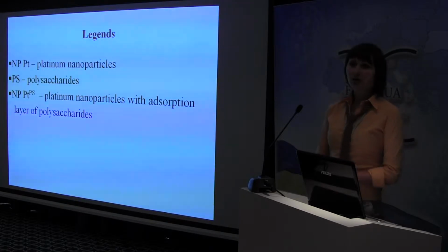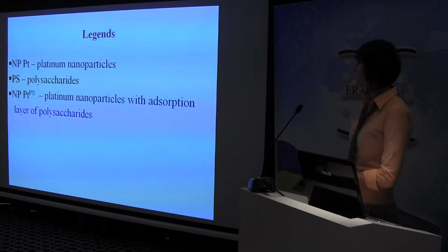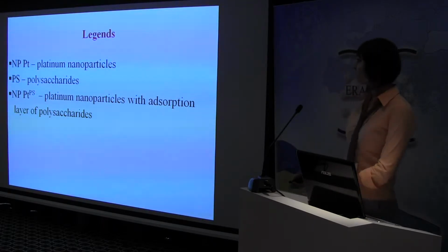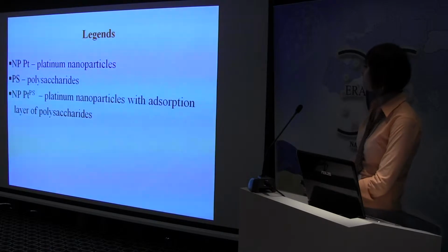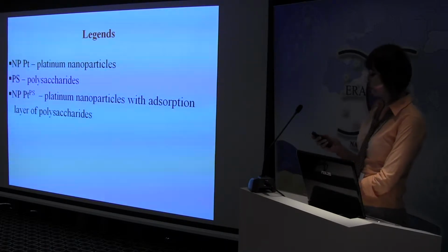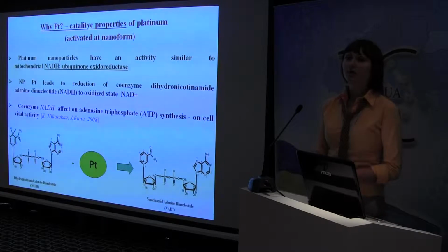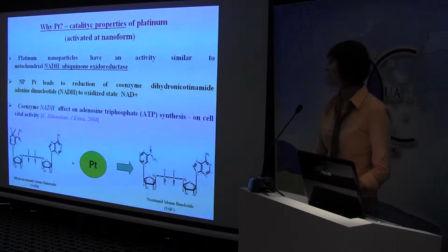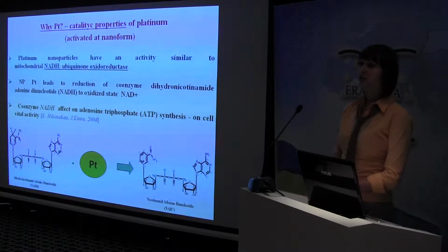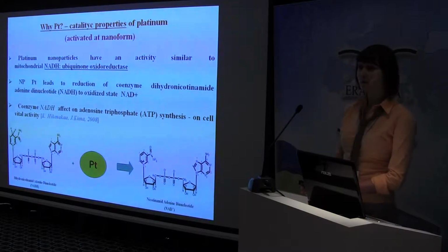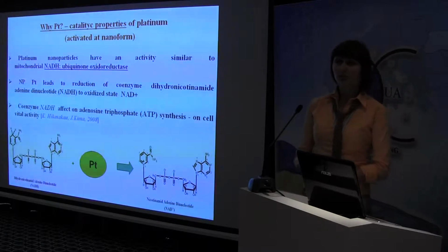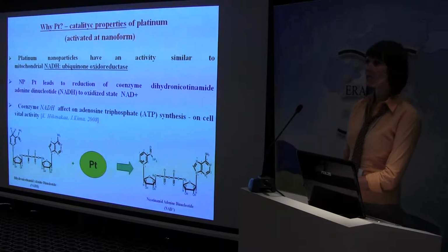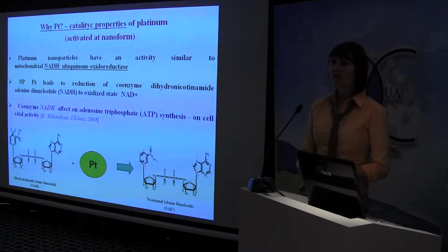In my report, I'll use some abbreviations such as NP for platinum nanoparticle, PS for polysaccharides, and NP platinum PS for platinum nanoparticle with an adsorption layer of polysaccharides. Why do we use platinum? We also study the effect of nanogold and nanosilver with an adsorption layer of polysaccharides, but that will be another story. Now, about the nanoplatinum. Primarily, the well-known catalytic properties of a nanoparticle are activated in nanoform.